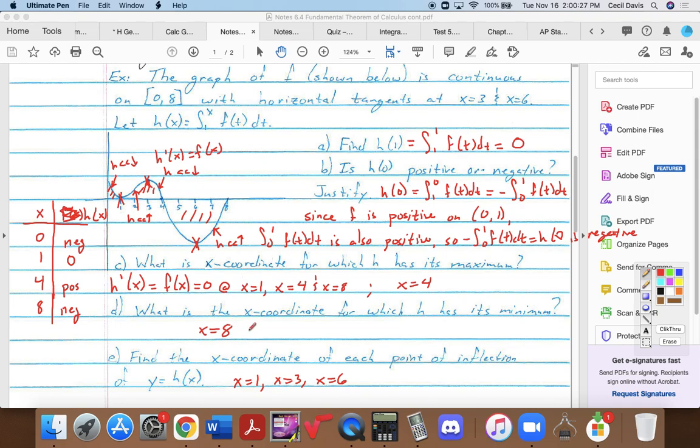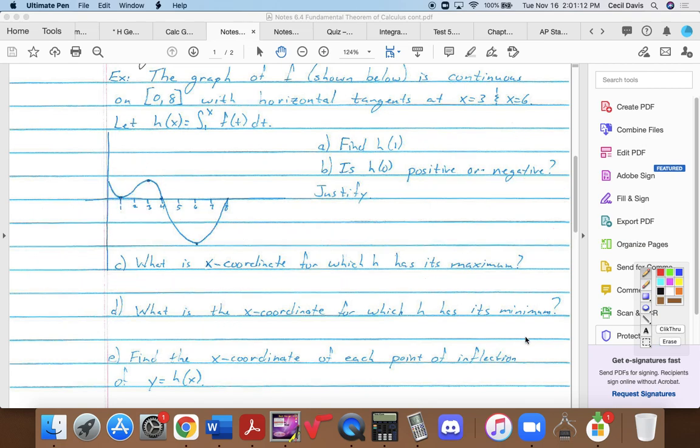So for D, H is negative here and H is negative here, right? So it can't be 1 and it can't be 4. All right. So what is the value of H of 0? Well, it's equal to this area but negative. What is H of 8? It's equal to this area minus this area. This is so much bigger than this area that although that's negative and the sum of these two will be negative, this is way more negative than that is. Okay?